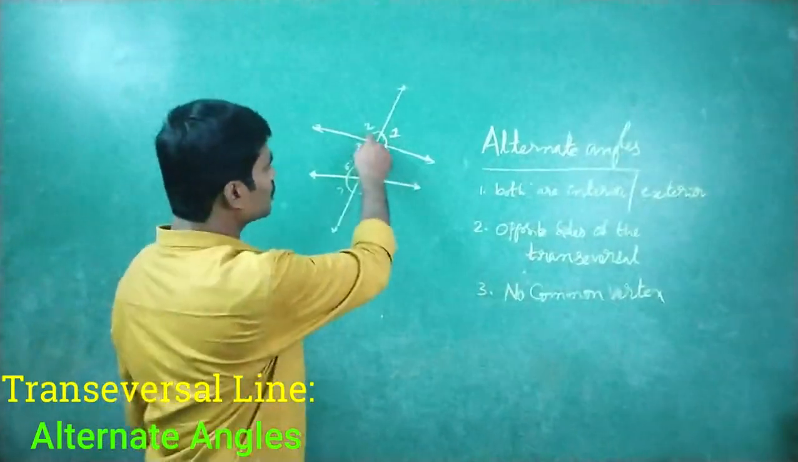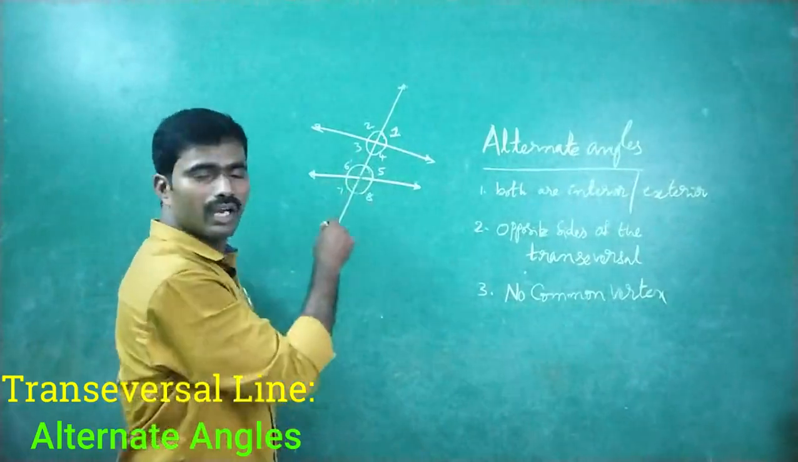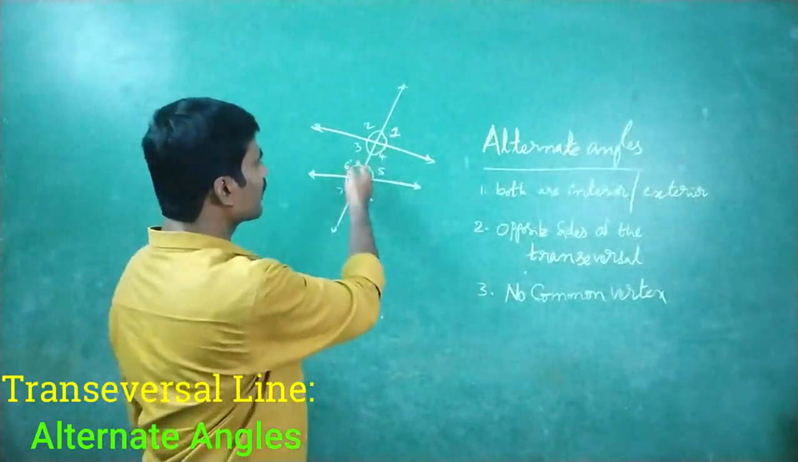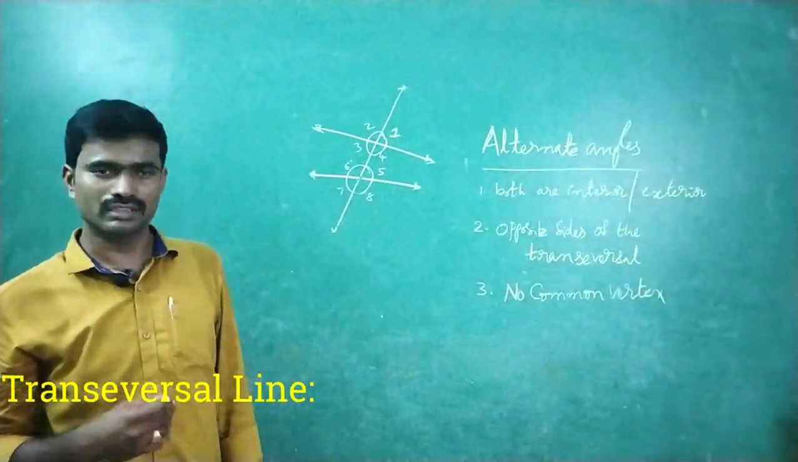Like that, angle 2 and angle 8 are the alternate exterior angles. Angle 3 and angle 5 are the alternate interior angles. Angle 4 and angle 6 are the alternate interior angles.